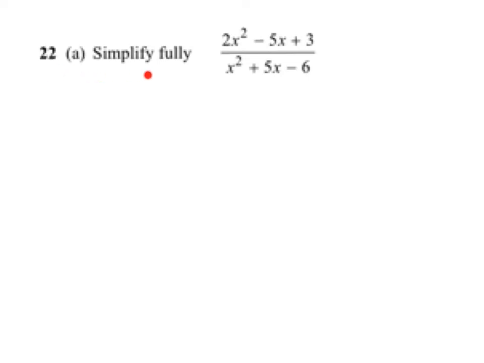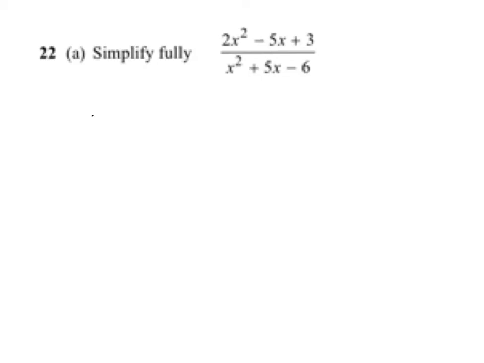22, simplify fully, 2x squared minus 5x plus 3 divided by x squared plus 5x minus 6. So we need to try and factorise by inspection the top and the bottom. If you find either of them too hard, you can use the formula, but the formula is longer, but it's really up to you what method you prefer. I'll show you the inspection method for this example.